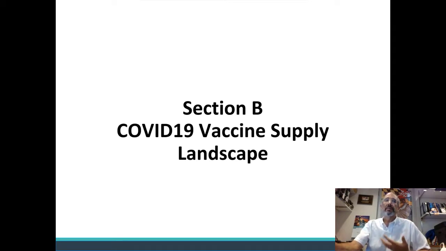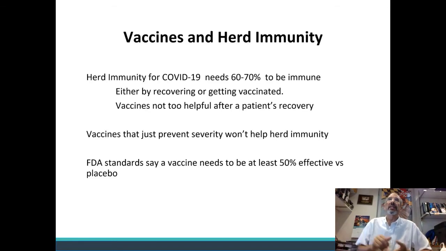Let's start with the obvious, which is that the reason we're having a vaccine is trying to reach herd immunity. The epidemiology of this disease is such that it infects so many people that in order to achieve herd immunity, we require 60 to 70% of a population to acquire immunity. They can acquire immunity by getting sick and recovering, which is the undesirable way. Much preferable that we achieve 60 to 70% immunity through a vaccine.